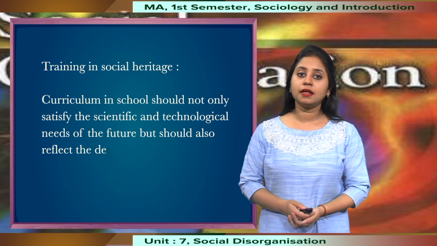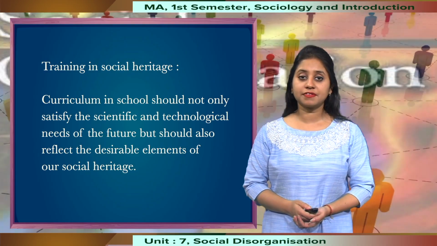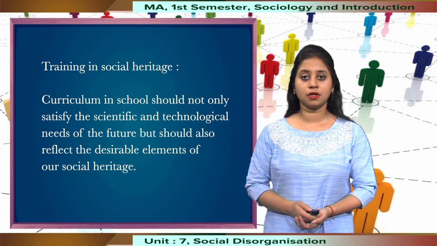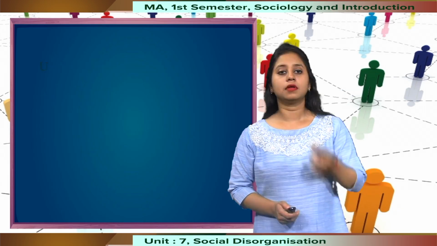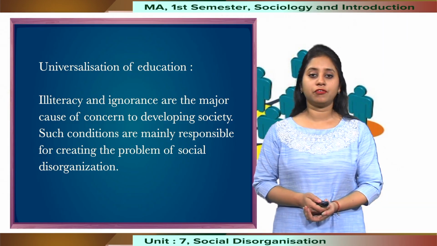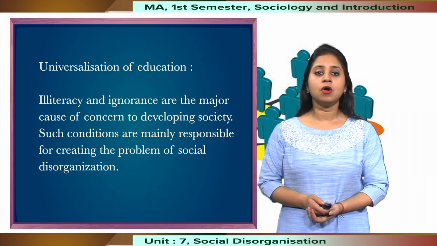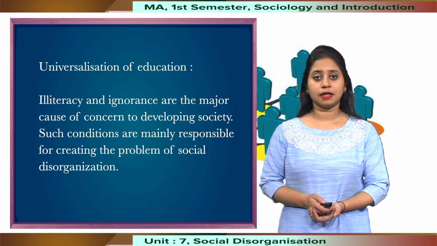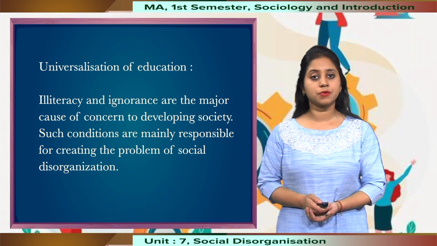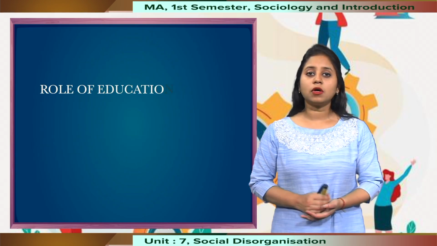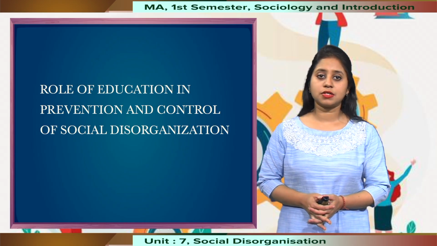Then we have training in social heritage. The curriculum in schools should not only satisfy the scientific and technological needs of the future generation, but should also reflect the desirable elements of our social heritage. Then finally, universalization of education. Illiteracy and ignorance are major causes of concern to developing societies. Such conditions are mainly responsible for creating problems of social disorganization. In this context, the role of education is immense in controlling social disorganization.